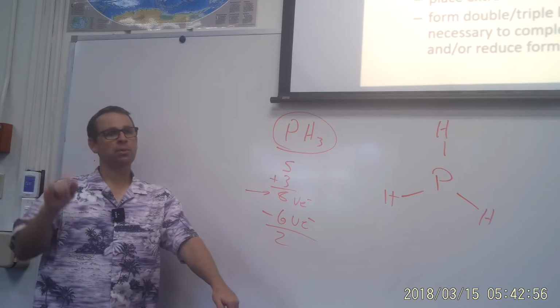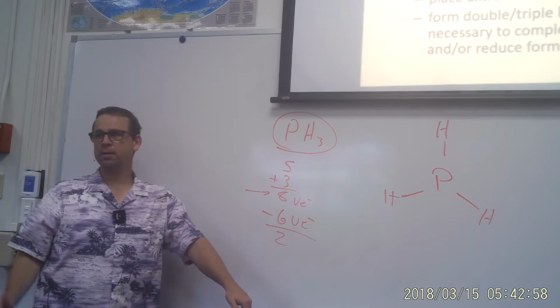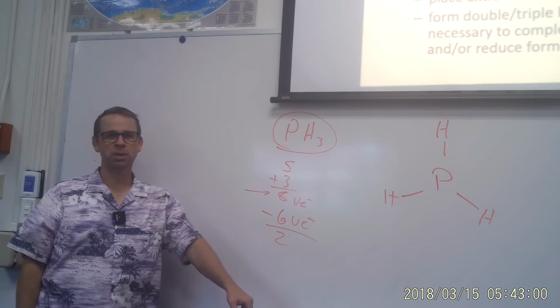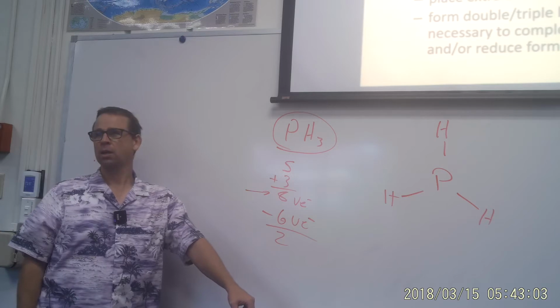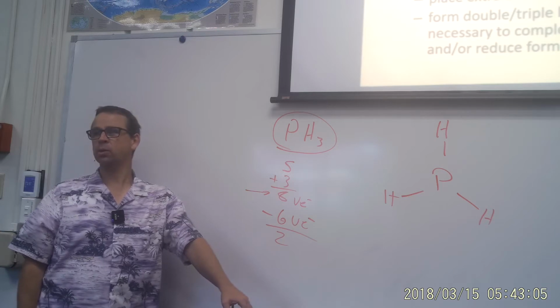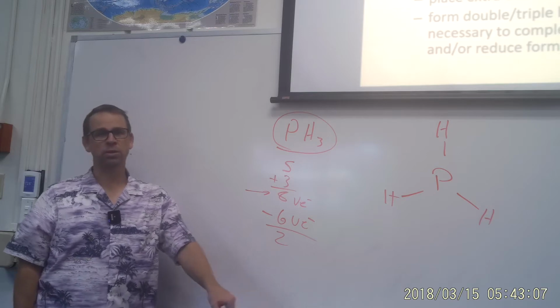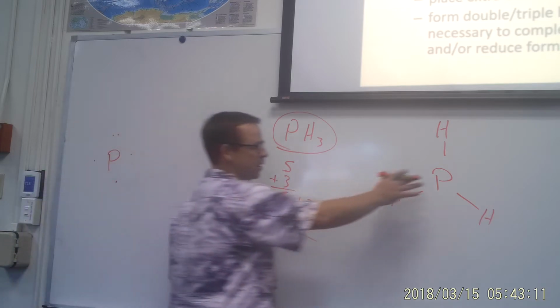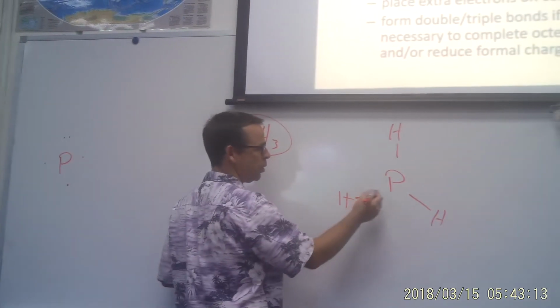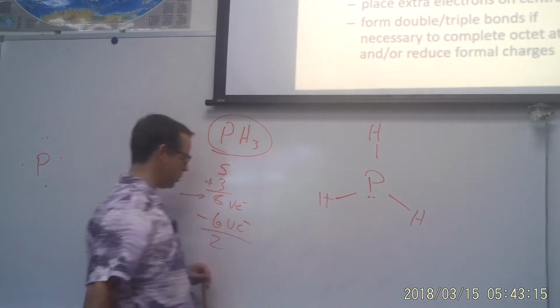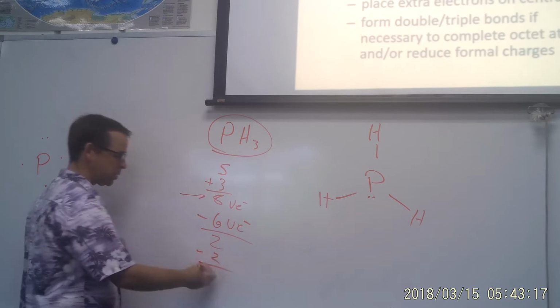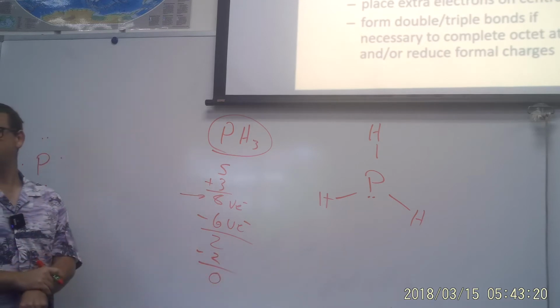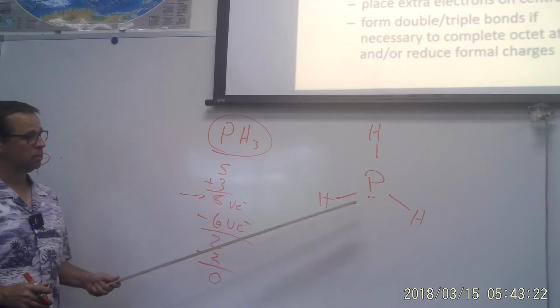All the elements want access to 8. All the nonmetals want access to 8. Except for, what's the exception? Hydrogen. Right? It only wants access to 2. Okay? So, phosphorus has access to 6. It's going to need 2 more. So I'm going to put 2 electrons on there. And that actually makes my electrons gone. I'm out of electrons. Is that okay?